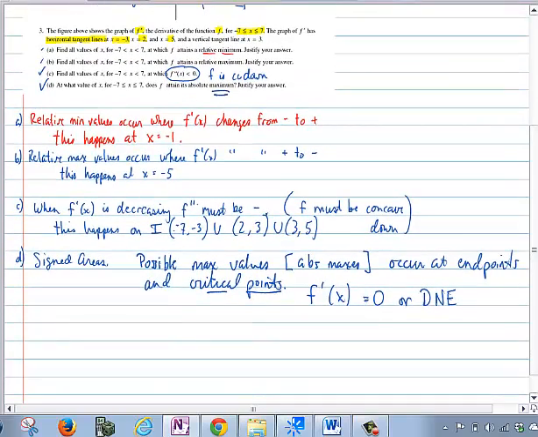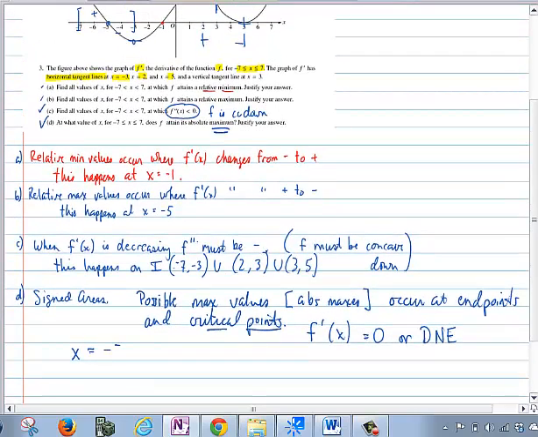So I'm going to make up a list. We should check x equals -5. We should check x equals -1, and we should check x equals 5, because those are critical points within the interval. And we should also check out our endpoints at x equals -7 and at x equals 7.